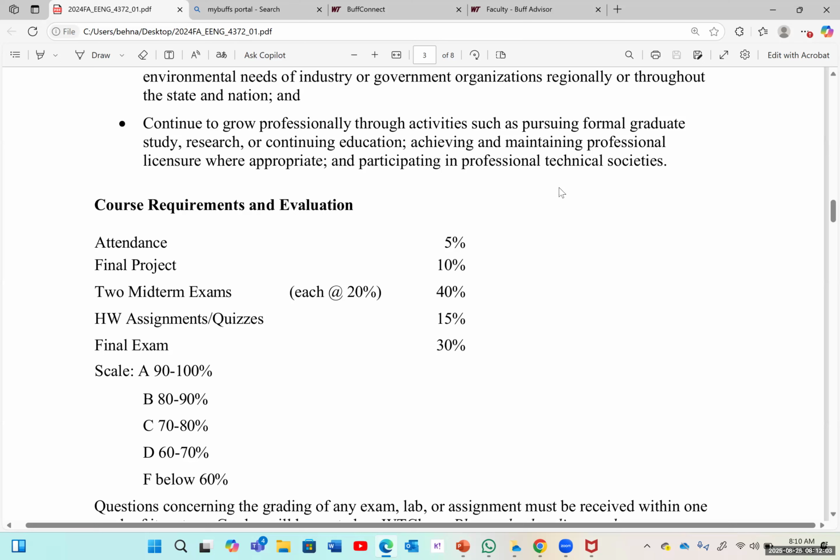We're going to have 2 midterm exams. Each midterm exam is going to be 20%. We're going to have homework assignments and quizzes, as mentioned. I haven't decided how I'm going to distribute it, but depending on how many homeworks we have, it's probably going to be 10% homeworks and 5% quizzes. Again, it depends on how many homeworks and quizzes we have. The final exam is going to be 30%.